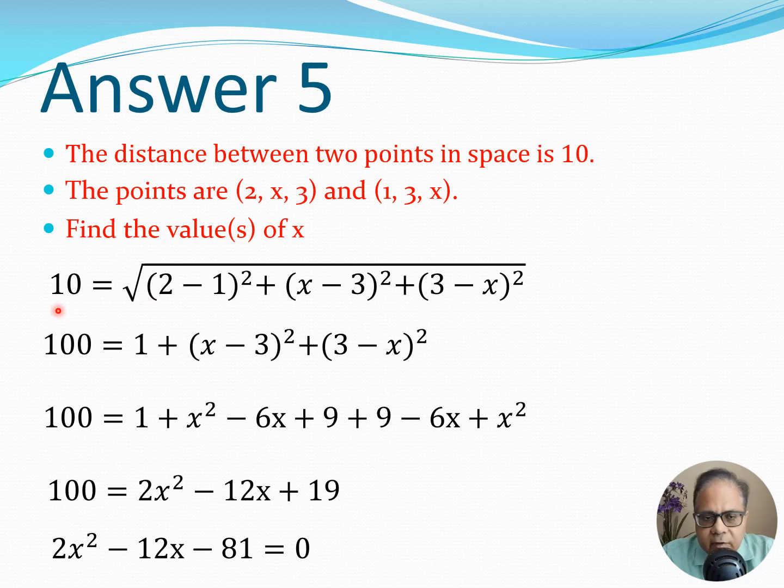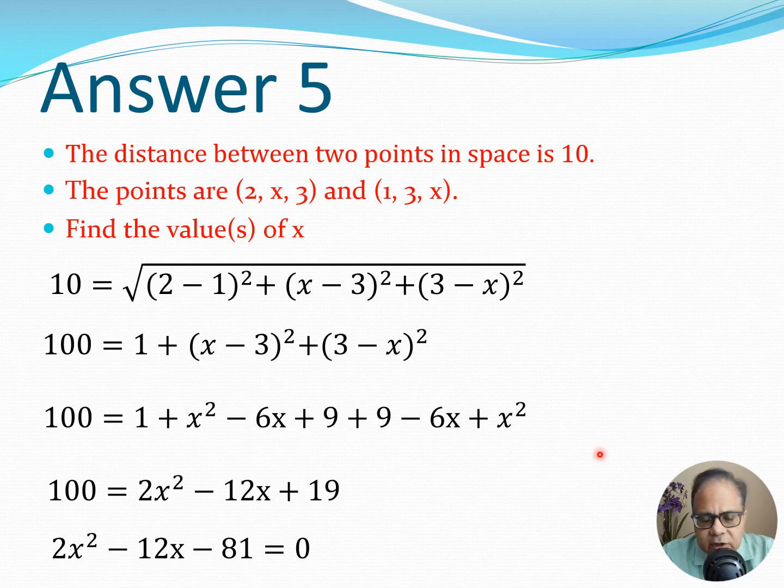The distance is given by 10, and the distance between these 2 points is actually the root of the sum of the squares of the differences. So you have 2 minus (-1) square plus x minus 3 square plus 3 minus x square, and you take the square root of that. Now I can simply square both sides of this equation. I get 1, because 2 minus (-1) square becomes 9. I have x minus 3 square and 3 minus x square.